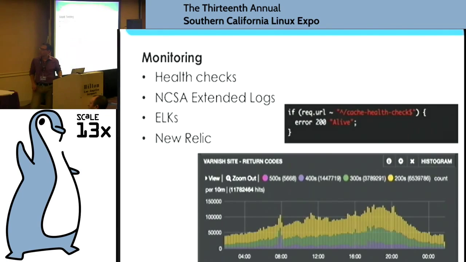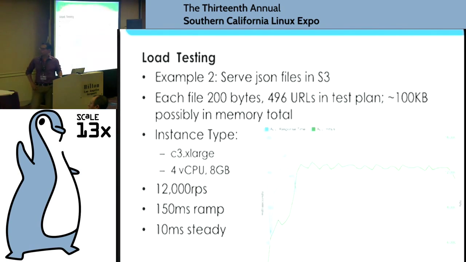And let's see here. So we use a combination of things. We use Logstash, Elasticsearch. We use New Relic. Oh, sorry, going back to that load testing. Here's the load test that pulls a 200 byte JSON file from S3. And we had almost 500 URLs in that plan, which totaled about 100 kilobytes in memory.